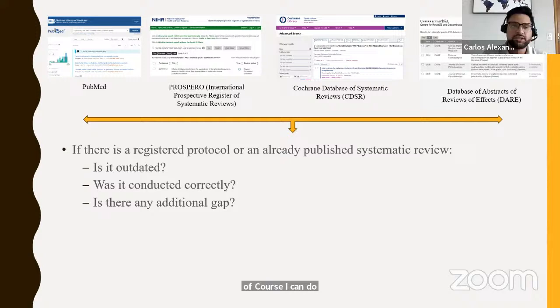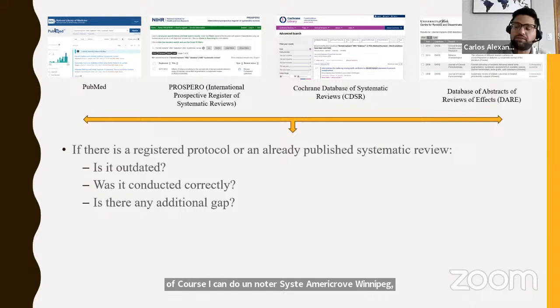And of course the third question is about the gaps. So for example, if a systematic review was published, but they didn't perform subgroup analysis, maybe you can create another systematic review for that.